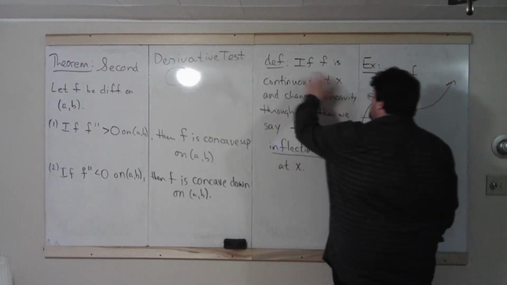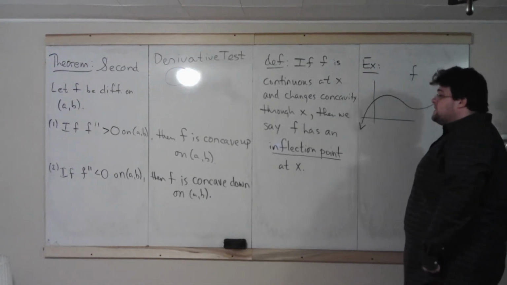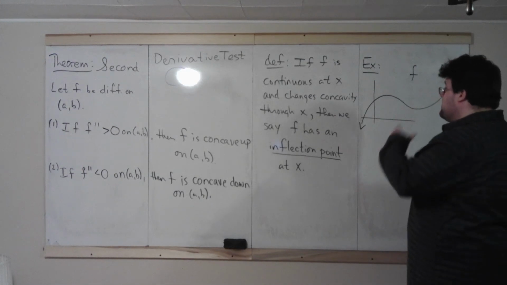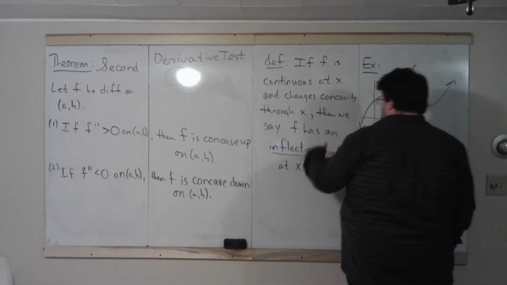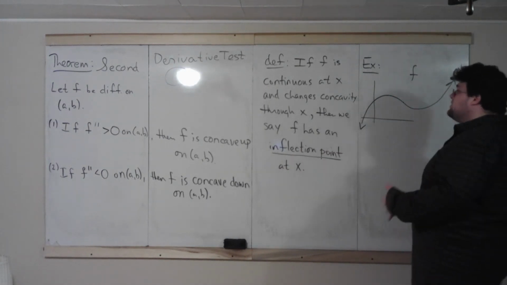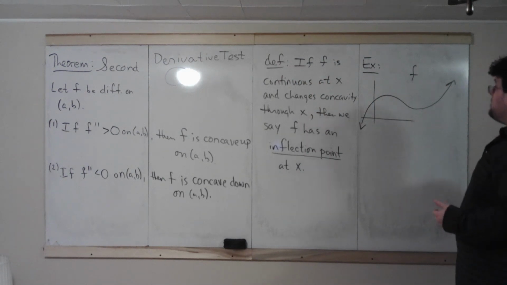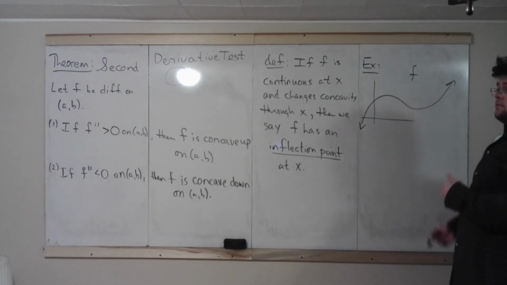If f is continuous at x and changes concavity through x, meaning it's concave up on one side and concave down on the other, then we say f has an inflection point at x. And we'll see why we need this continuous assumption in a moment. But let's look at what an inflection point looks like.